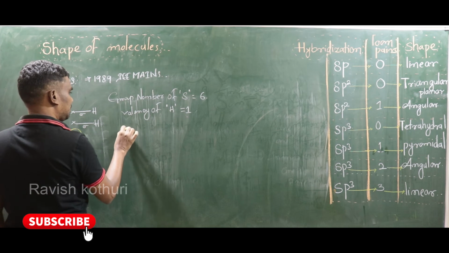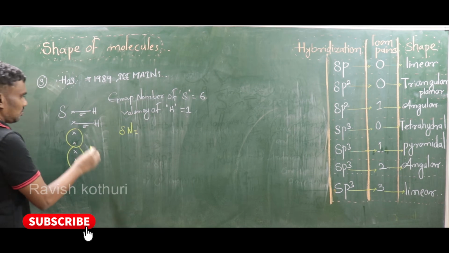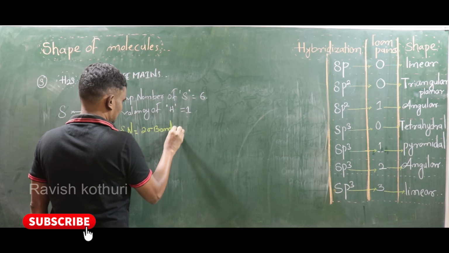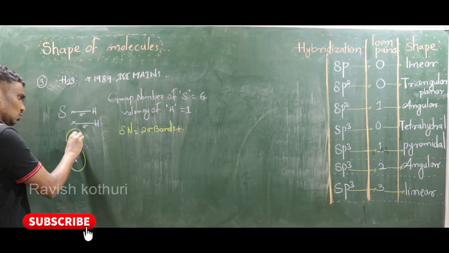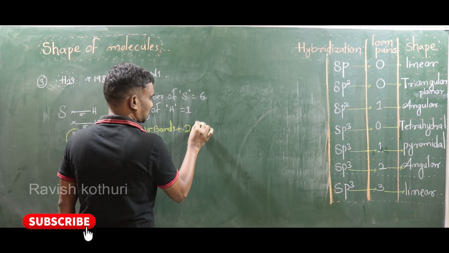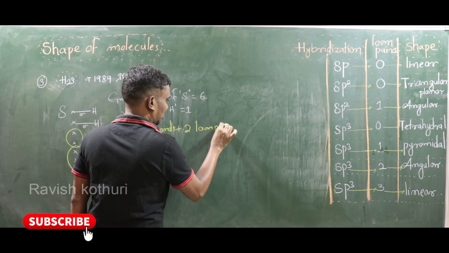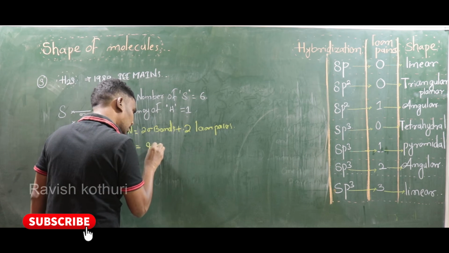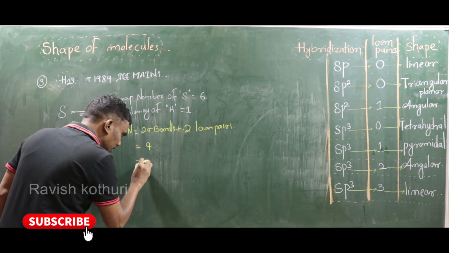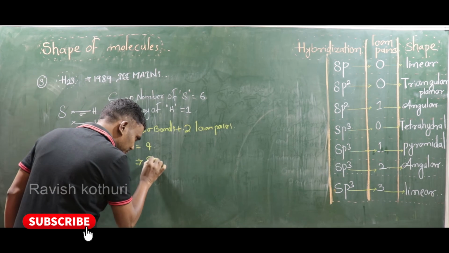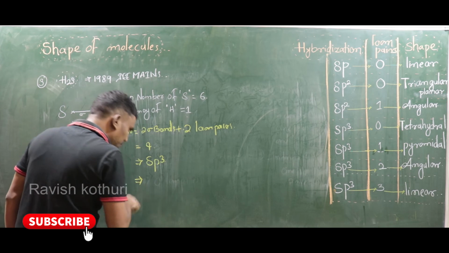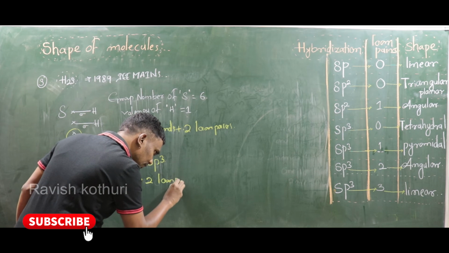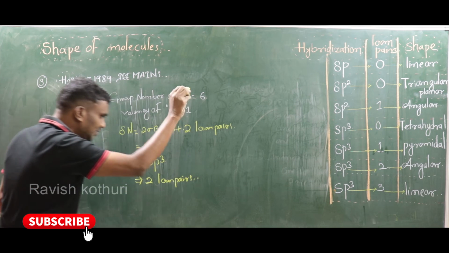See, what about steric number? Steric number equal to number of sigma bonds. 2 sigma bonds plus how many lone pairs? 2 lone pairs. So what is hybridization? So 2 plus 2, what? 4. Steric number is 4. See, steric number is 4 means which hybridization? sp3 hybridization. Now, how many number of lone pairs? 2 lone pairs are present.